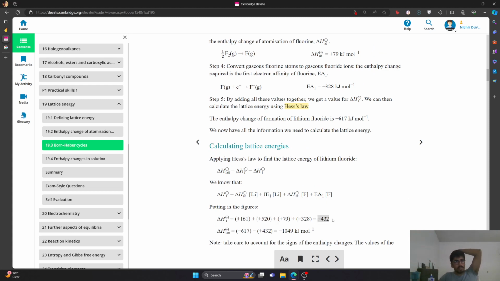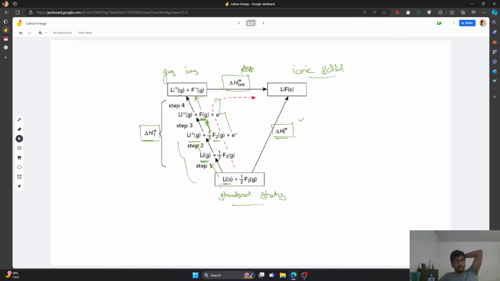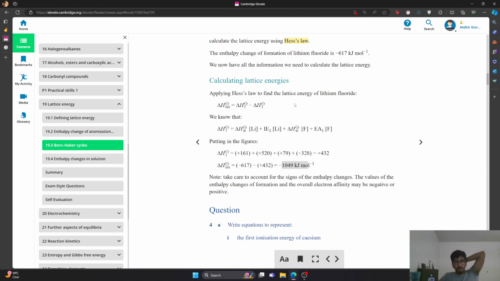You get 432. And then also in the question it is given to you that the lattice energy of formation directly is 670. Then you just see whatever you get, and finally you get this number, taking into account the signs, right? So make sure you correspond those signs with what you see here and try to redo this calculation, right?